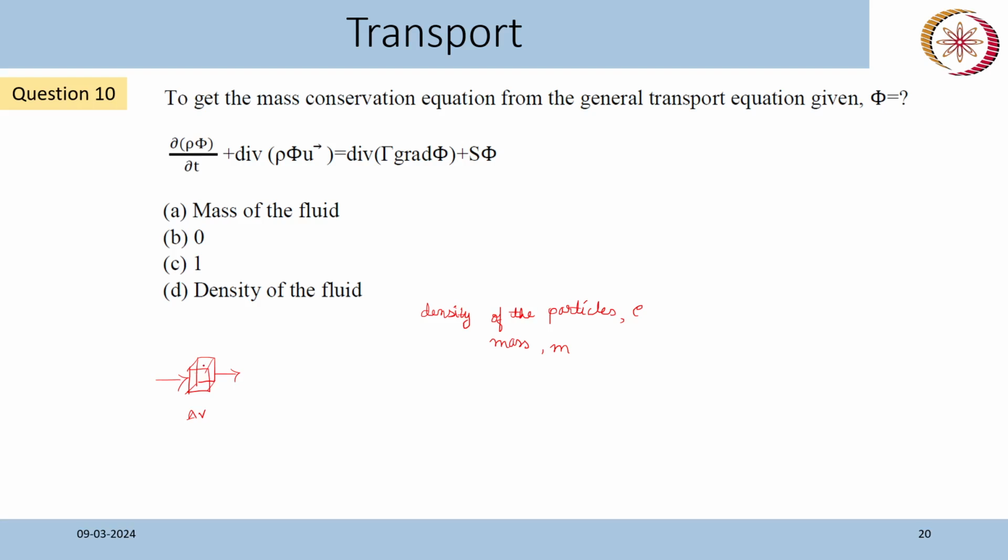Now the particle density that is changing inside the volume with respect to time will be del rho by del t, and we'll multiply by delta V because we are considering this volume. That will be equal to the particles which are coming inside this volume and going out. So if the number of particles coming inside is more than the number of outgoing particles, then the total number of particles will increase with time.